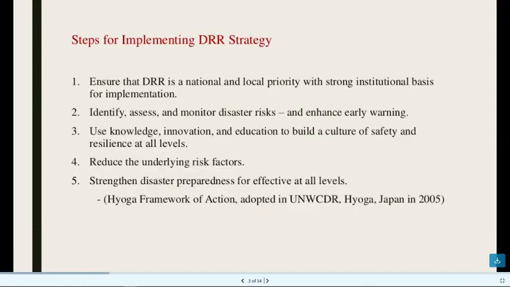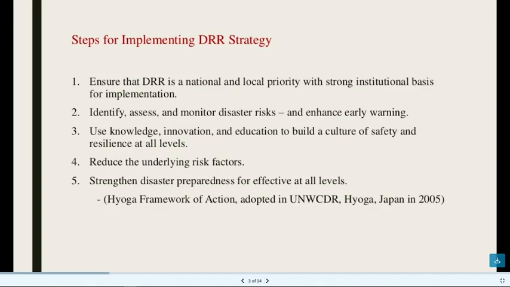Now, the steps for implementing a disaster risk reduction strategy. First, we should ensure that disaster risk reduction is a national and local priority with a strong institutional basis for implementation. So disaster preparedness should be evident at the local level, in our government or in our community, and should also be initiated by the national government and by every private institution. Second, let's identify hazards, assess and monitor disaster risks to enhance early warnings for us to avoid or mitigate the problem.